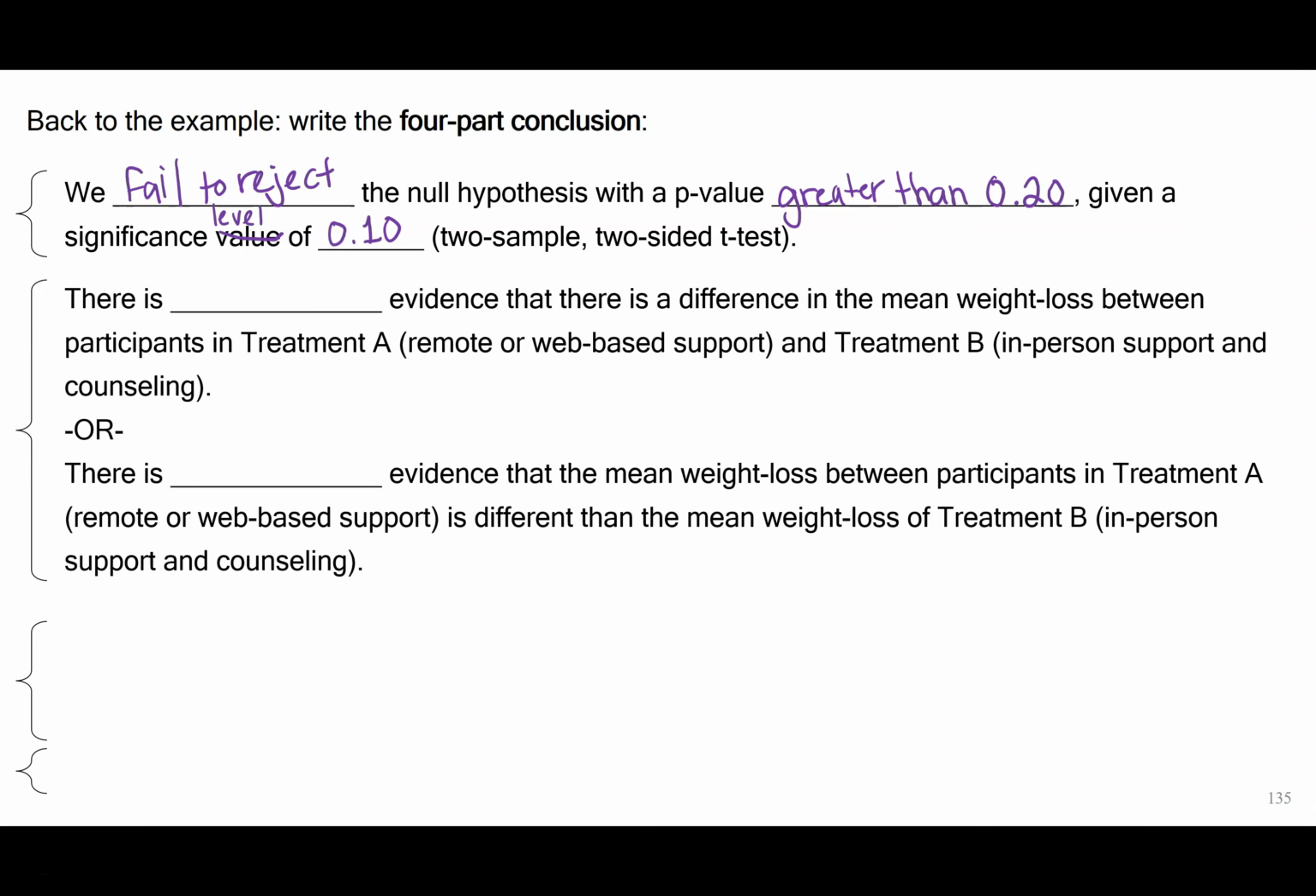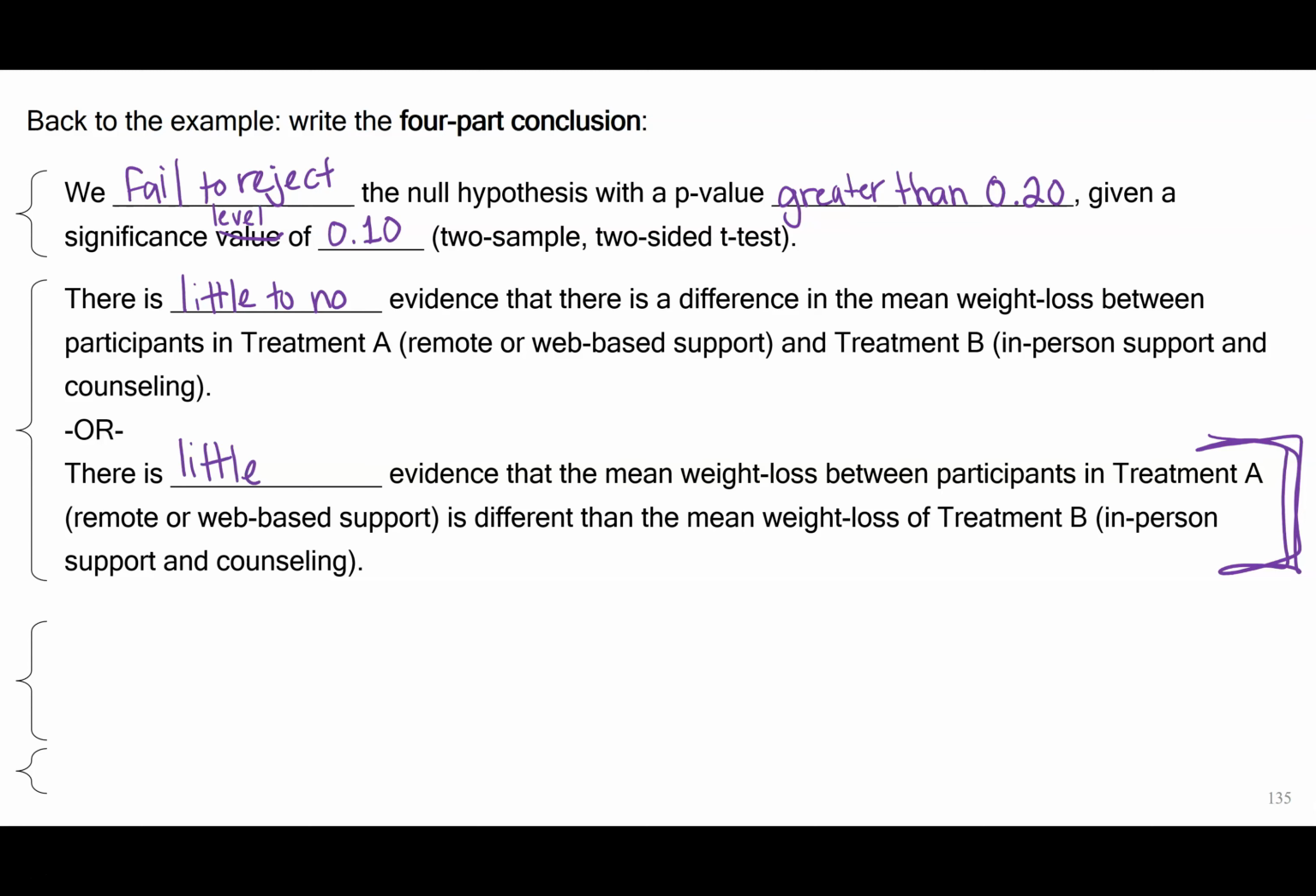And then I have this written up a couple of ways. The first one is saying, hey, there's blank evidence there's a difference in the mean weight loss between the participants in treatment A and treatment B. I tend to prefer the second way because it's easier to say anytime it's not just that there's a difference, but specifically one is higher than the other. So little to no or weak evidence, because the p-value is so big.